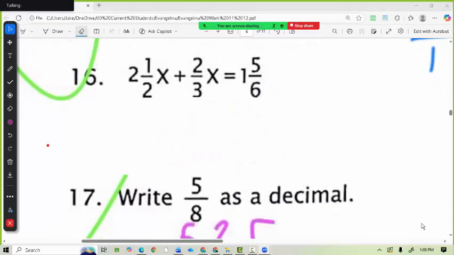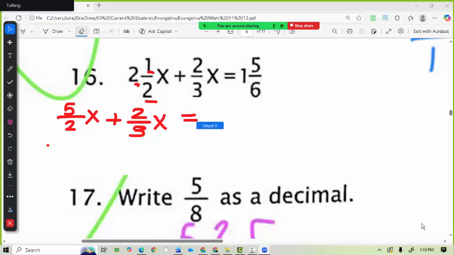All right, so for this one, similar to the other problem we did where we had to get rid of the a in the denominator, you're going to be simplifying this by eliminating the fractions, by getting rid of the denominators. So the first step with this is because we have mixed numbers, we have to change them to improper fractions. 2 times 2 is 4, plus 1 is 5. So we have 5/2 x plus, and then 2/3 x is not a mixed number, so you just copy that, equals 6 times 1 is 6, plus 5 is 11, 11/6.